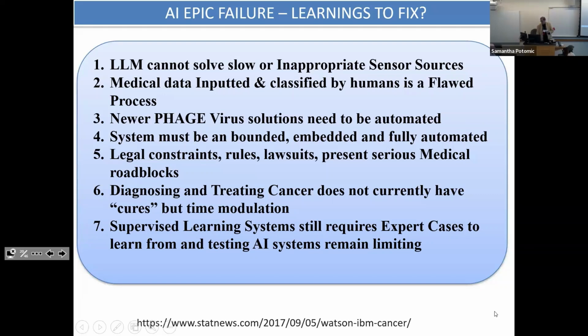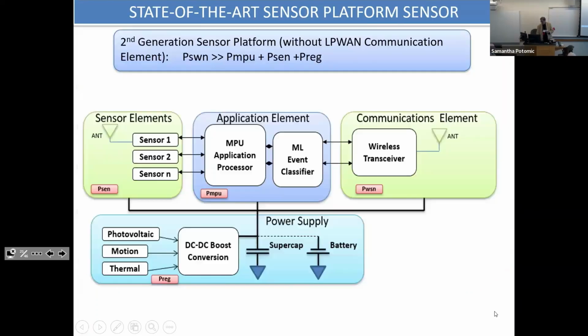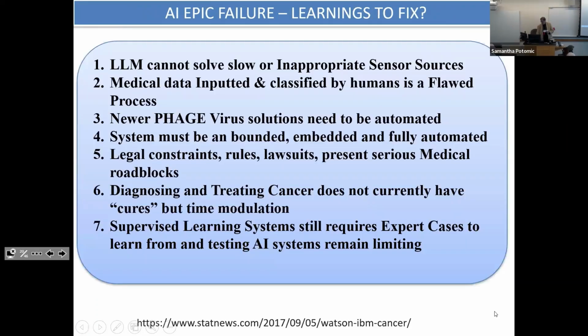And again, supervised learning systems require expert cases to learn from, and testing AI systems remains limiting. So if you have any questions, I'll take questions now, but the other thing is I'm going to get into what makes a successful system, the short version of what's successful.